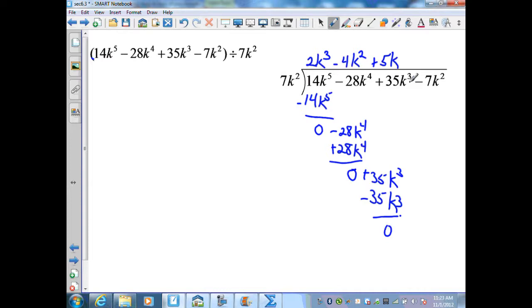I get 0. Bring down my minus sign, 7k squared. 7 times what gives me a negative 7? That would be a minus 1. 7k squared times a negative 1 is a negative 7k squared. Change the sign. I get 0. Since my remainder is 0, I know that my quotient and divisor are factors of my polynomial.